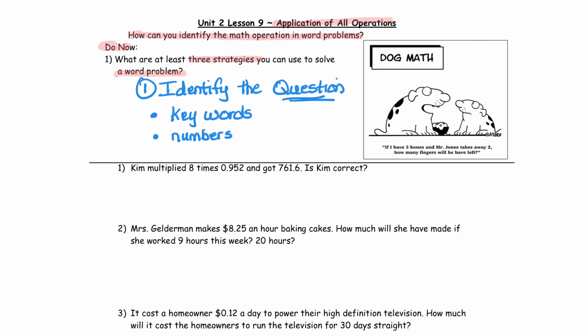And if you take a look over here, we have some pretty bad math humor. This is called dog math. And it says, if I have 3 bones and Mr. Jones takes away 2, how many fingers will he have left? That's just really bad math jokes.